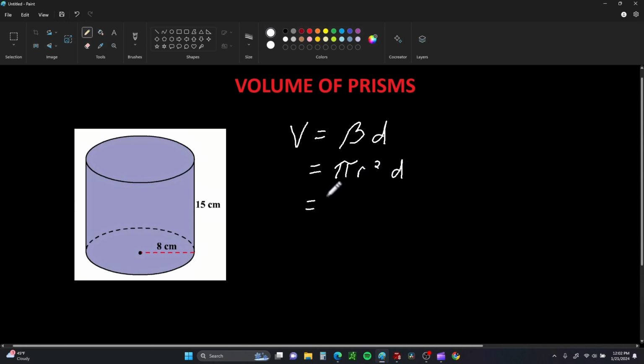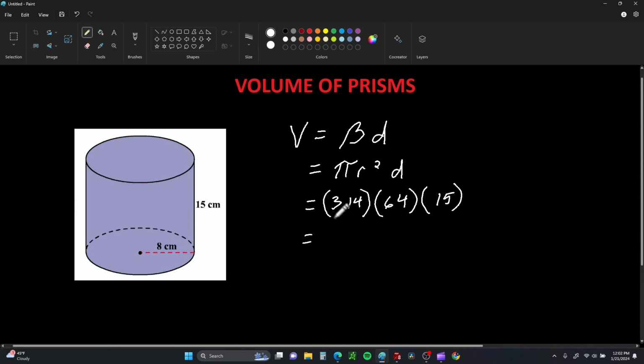Now, pi is 3.14, so I'm just going to put that in there now. And the radius, well, the radius is 8, and 8 squared is 64. And then the distance between the front and rear faces is 15. So now I simply multiply.